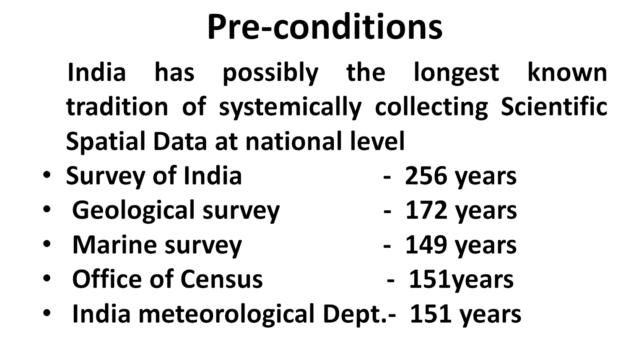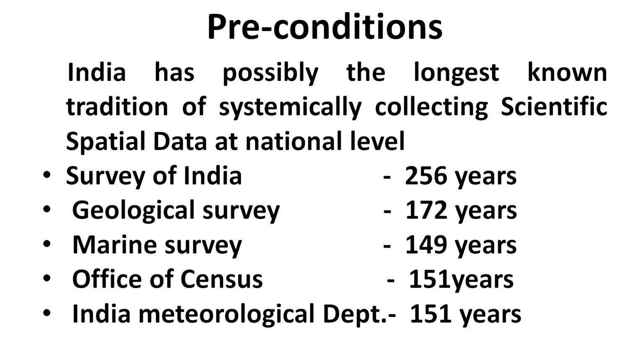If we look into the preconditions of this ecosystem development, India has a long tradition of collecting data. During the British period, there used to be a district gazetteer. Still now, in every district you will get a district gazetteer, which collects all the spatial information about a district. And for this purpose, we have unique organizations like the Survey of India, which is 256 years old, the Geological Survey of India, which is 172 years old, similarly the Marine Survey, the Office of the Census, and the Indian Meteorological Department.